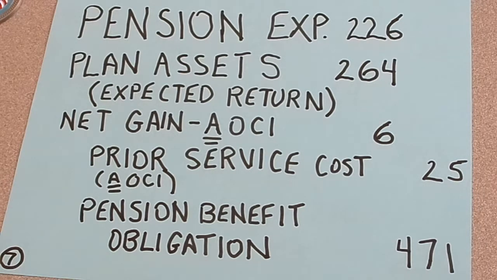We're also going to debit the expected return of plan assets because remember, we're expecting these to contribute to our pension benefit obligation. So we're also going to debit those. Here, assets we're expecting to go up. So the pension expense is a debit to an expense account for 226. The plan assets are a debit to an asset account for 264,000.